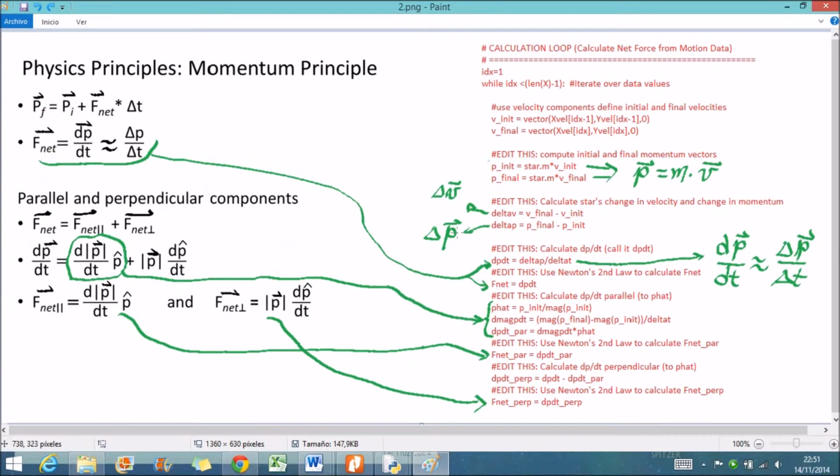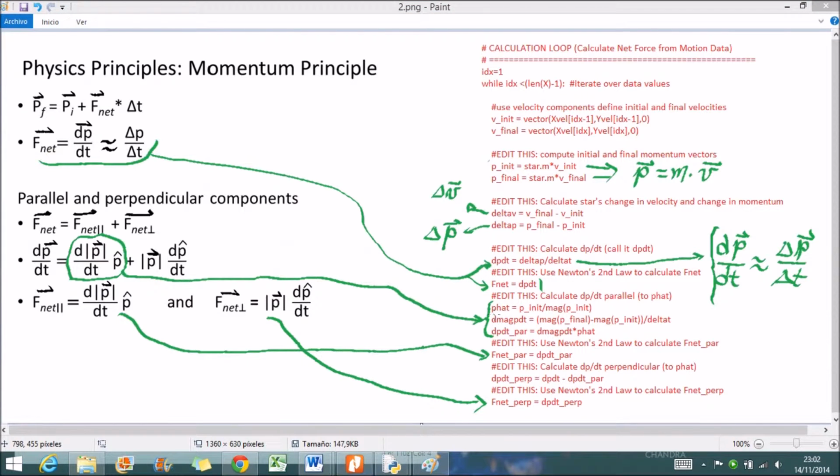We observe that the net force is equal to dP divided by dt, and approximately equal to delta P divided by delta T. This is also called Newton's second law. In our code, Fnet is equal to dP/dt.